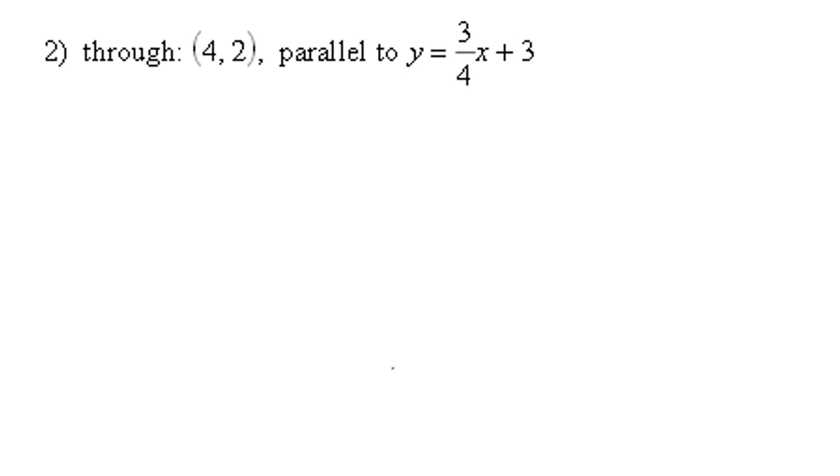Alright, so first things first, you've got to find the slope. We know the slope is just going to be the same for parallel lines. So the slope of our new line is going to be 3/4.